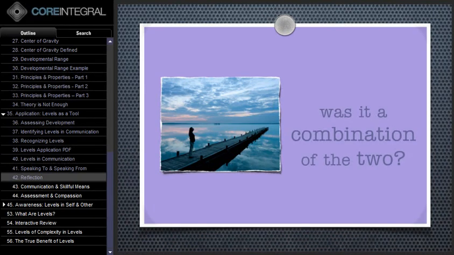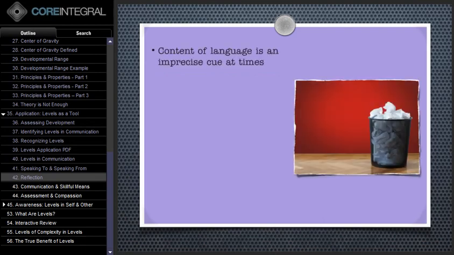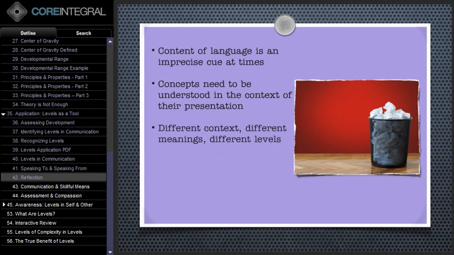Or was it a combination of the two? Either way, you probably noticed that the content of language, our primary path data source about developmental expression, is an imprecise cue at times. Why might this be? First, specific concepts need to be understood in the context of their presentation, and with different contexts, you get different meanings, which would resonate with different levels.